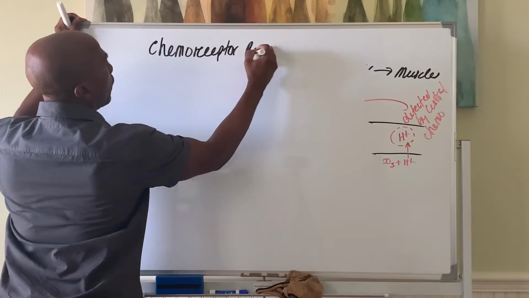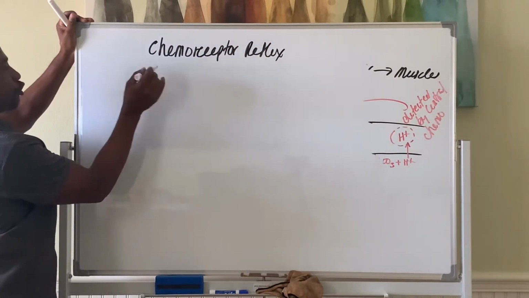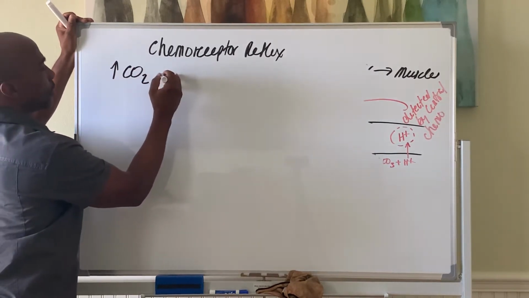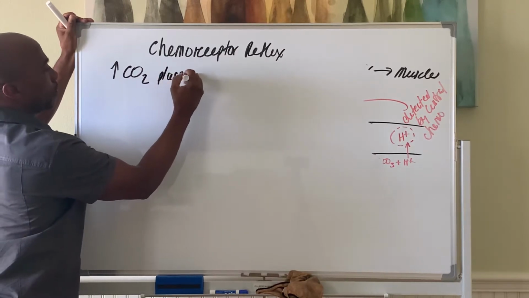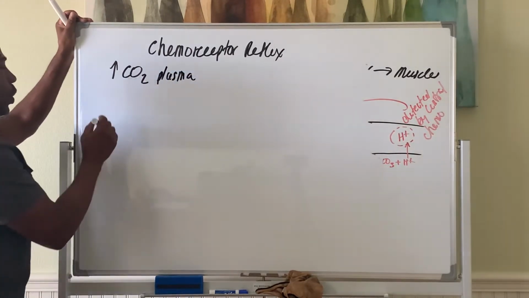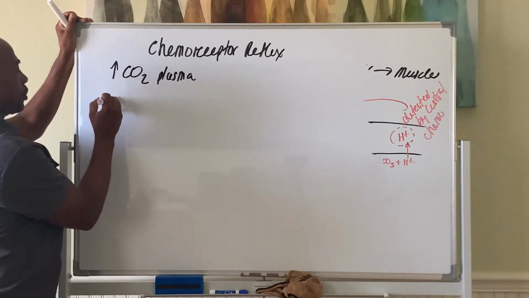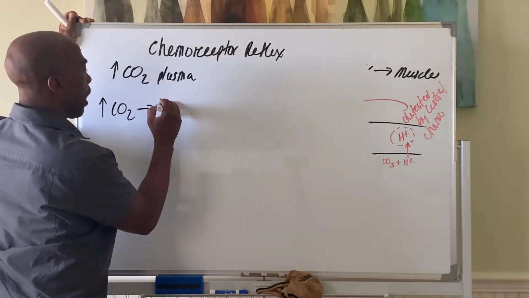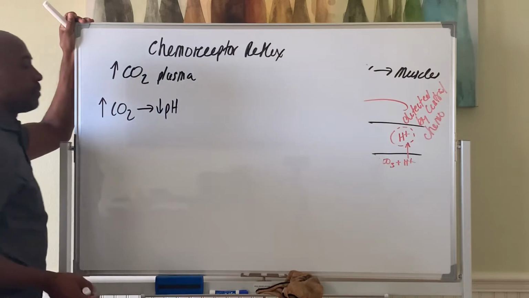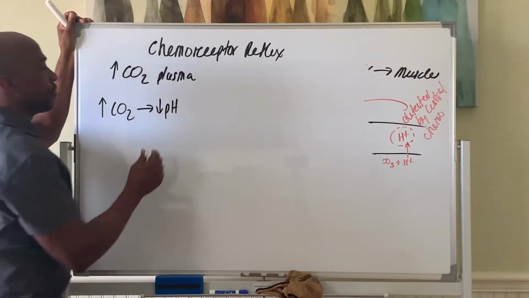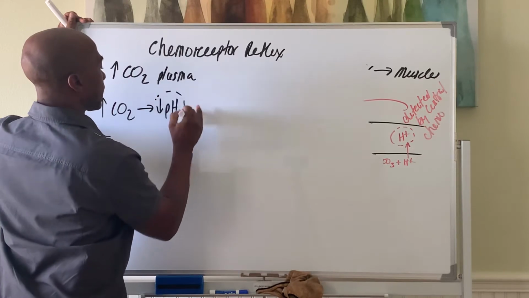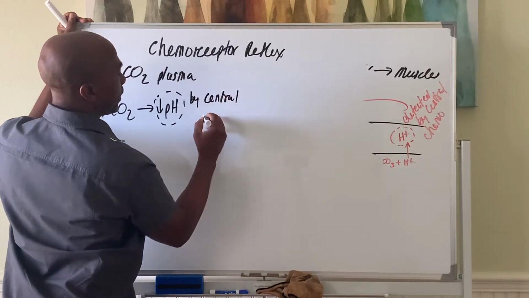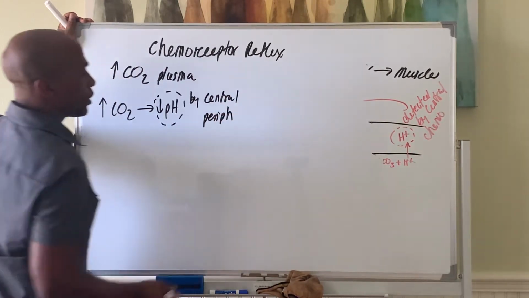Chemoreceptor reflex triggered by increased levels of CO2 in the blood, so in the plasma. Okay, so here it is. High levels of CO2 lead to changes in pH, a drop in pH. And that drop in pH is detected again by your central chemoreceptors and your peripheral chemoreceptors.